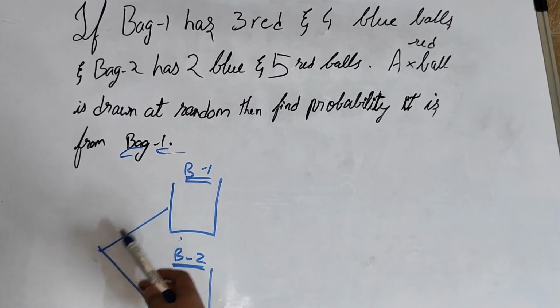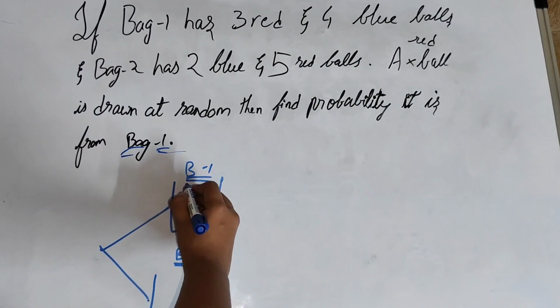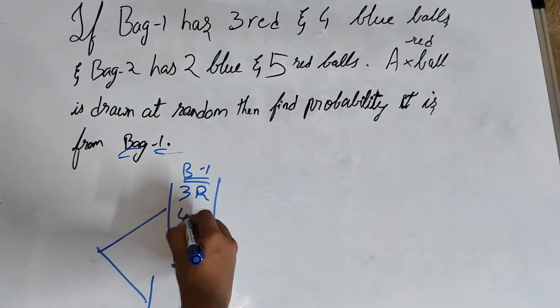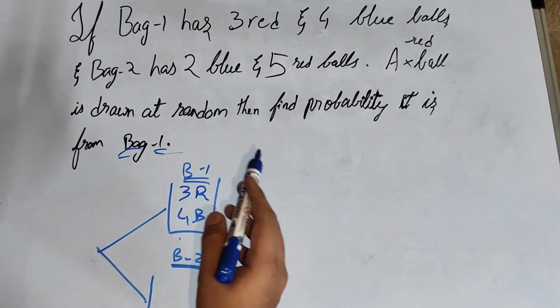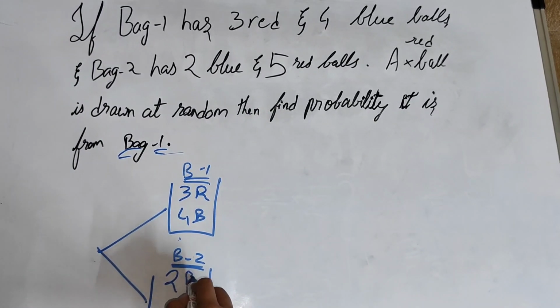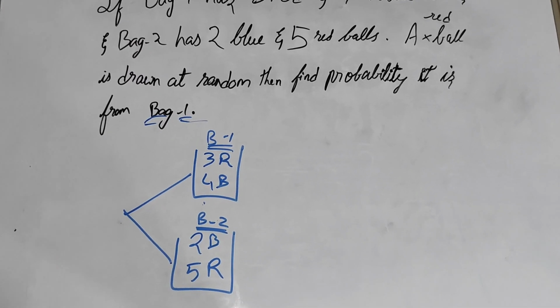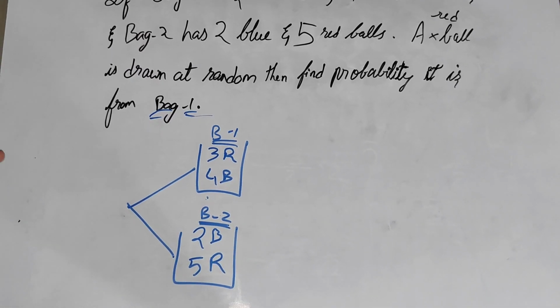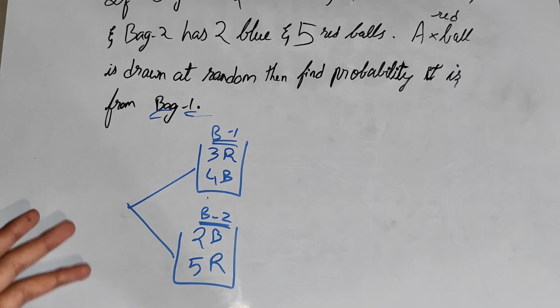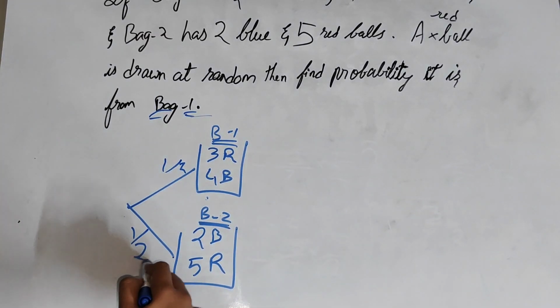In bag 1 it's given that it has 3 red and 4 blue, so I'm just going to write it as 3 red and 4 blue. And in bag 2 it has 2 blue and 5 red. Now I have to choose any one of the bags, either bag 1 or bag 2. So the probability of choosing bag 1 or bag 2 is just 1 by 2, because I have to choose any one from the two.